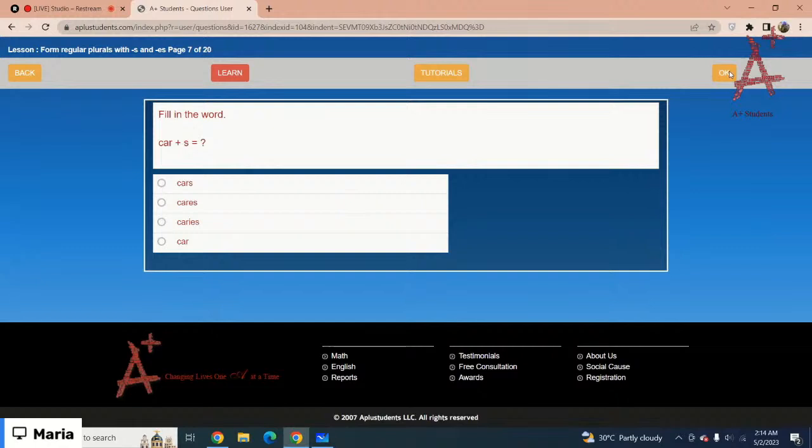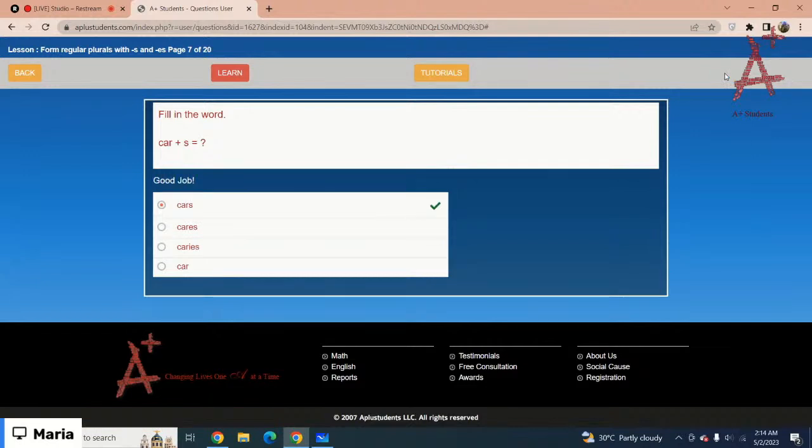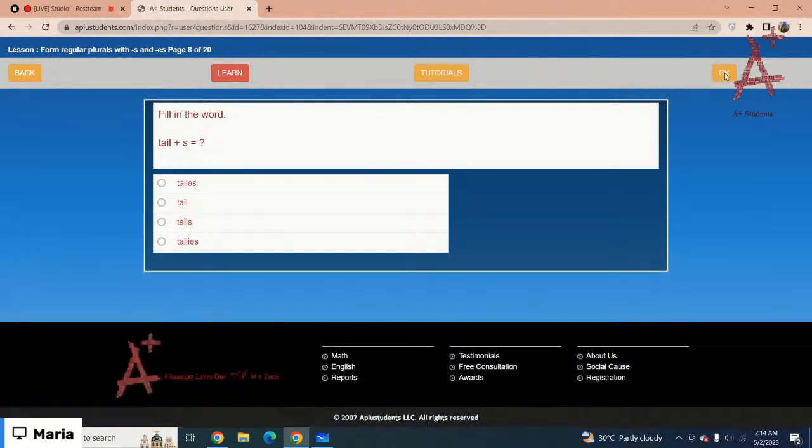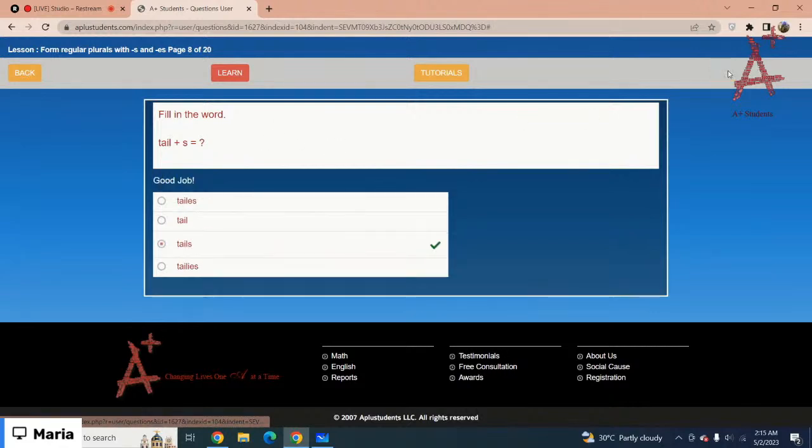Car plus S. It would be cars. Option number one is the correct option. Tail plus S. So it makes tails. Option number three is the correct option.